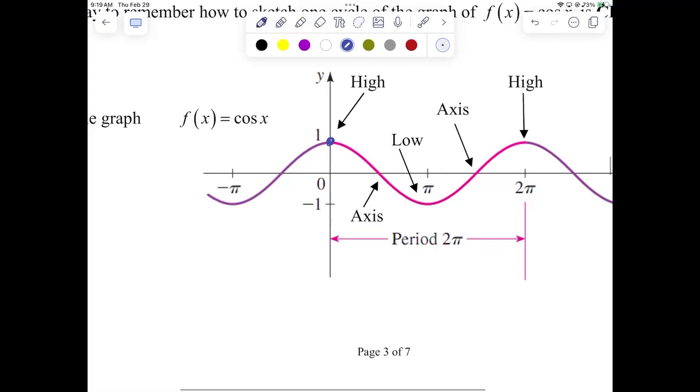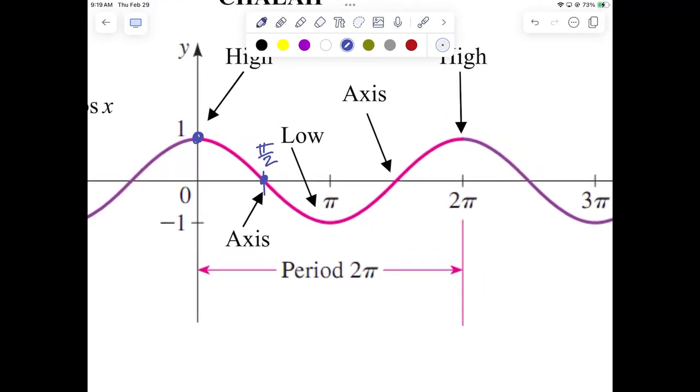At 0, cosine is 1. What is cosine of 0? 1, okay? Now we'll come over here to pi halves. What's cosine of pi halves? 0, right? We're on the x-axis. And now we're at pi. What's cosine of pi? Negative 1. Good. This next axis point is 3 pi halves. What's cosine of 3 pi halves? 0. And then once around the unit circle at 2 pi, what's cosine of 2 pi? 1. There is a single cycle of cosine once around the unit circle.